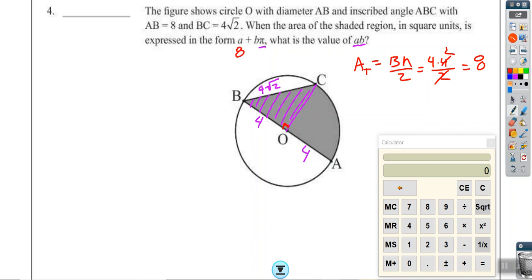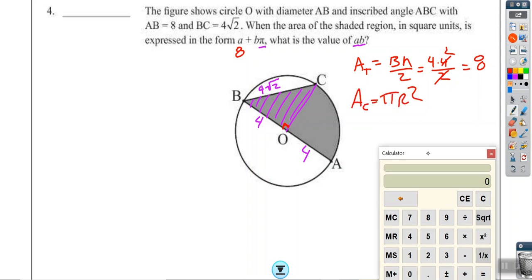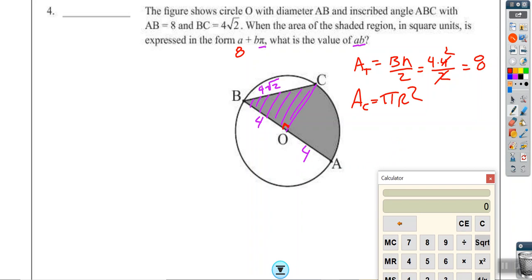Well, okay, so how do I find the area of a circle? So the area of a circle is pi r squared. The radius in this case is 4. 4 squared is 16. So we have 16 pi for the area of the entire circle. But we don't want the area of the whole circle. We just want an area of a quarter of the circle. And again, we know that because this is a right triangle right here. So a quarter, divided by 4, so we get 4 pi. And so we have our 8 plus 4 pi. So our a and b is 8 and 4. 8 times 4 is 32.